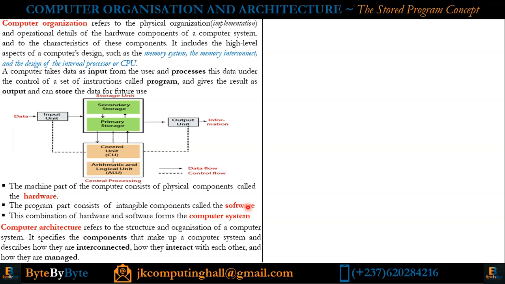Computer architecture refers to the structure and organization of a computer system. It specifies the components that make up a computer system and describes how they are interconnected, how they interact with each other, and how they are managed. That is simply what we call computer architecture: the structure and organization of a computer that specifies the components that make up the computer system, and describes how they are interconnected, how they interact with each other, and how they are managed. Okay, the stored program concept.